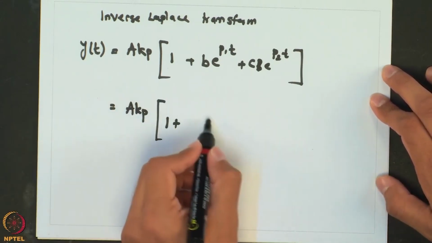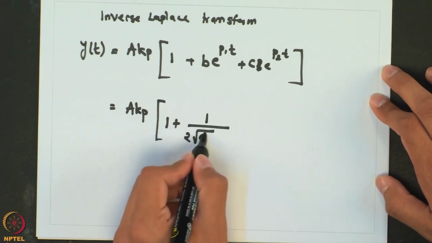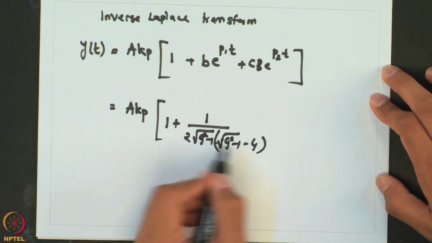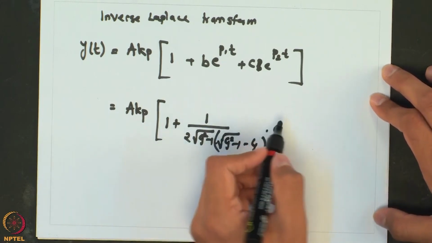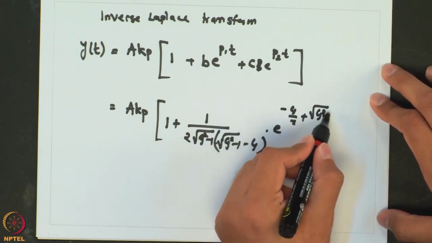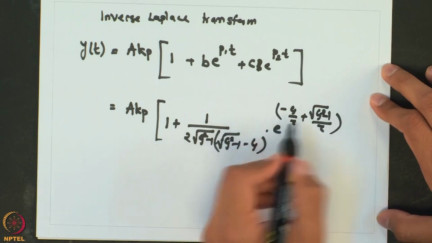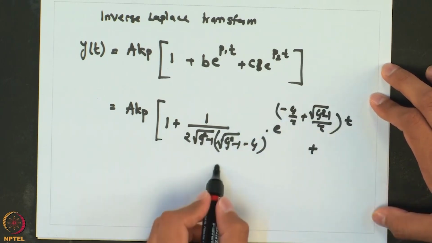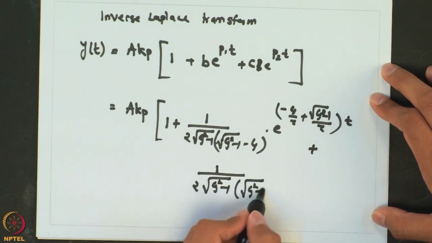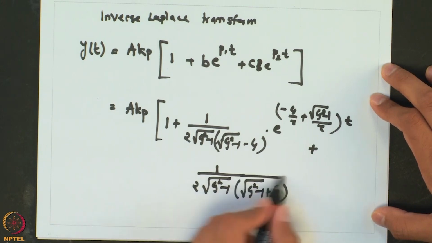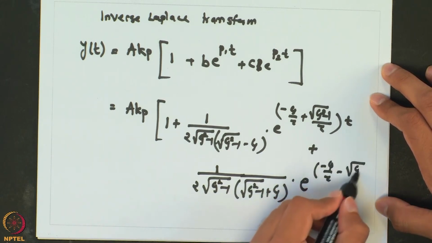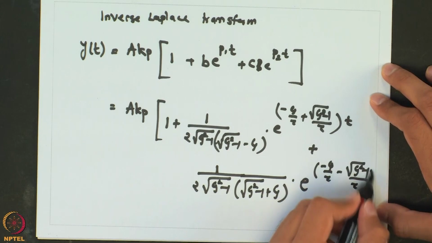1 over 2 root zeta square minus 1 times root of zeta square minus 1 minus zeta times e raised to power minus zeta over tau plus root of zeta square minus 1 over tau t, plus 1 over 2 root zeta square minus 1 times root of zeta square minus 1 plus zeta times e raised to power minus zeta over tau minus root of zeta square minus 1 over tau t.